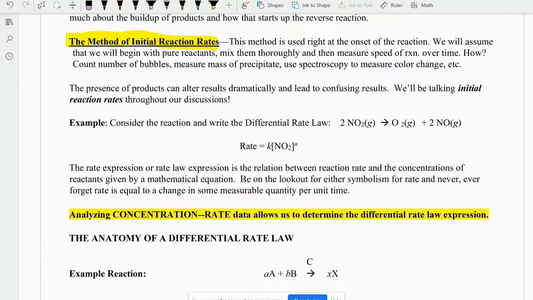So what is the differential rate law? Let's look at an example really quick in our notes. It says to consider the chemical reaction and to write the differential rate law of this reaction right here. Now, prior to this podcast, you had learned, and you shall never ever forget, that a rate is equal to some change in some measurable quantity over a unit of time.